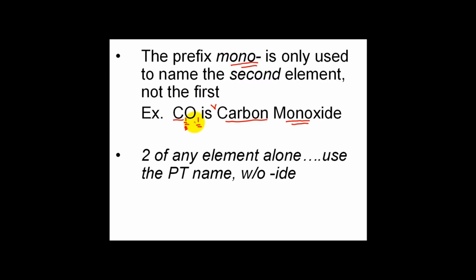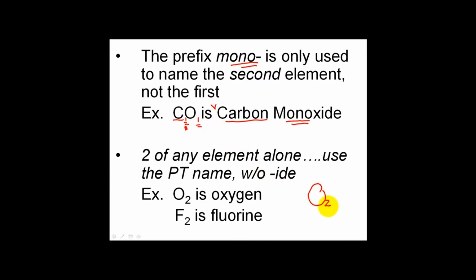The other rule is this. Anytime I have 2 of any element just by itself, I'll give you 2 examples. Let's just say I'm breathing in some O2 right now. You're going to call that oxygen. You're not going to call it dioxide. You're not going to call it dioxygen. It is simply called oxygen. This goes for any element that I have 2 of. I could have 2 fluorines. That's called fluorine. Nitrogen in the air. Most of the air we breathe is nitrogen. We'll call it nitrogen because it is N2. So anytime I have 2 of any one element by itself alone, I use the periodic table name without an ide ending.